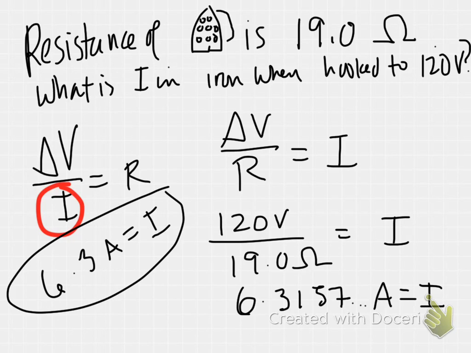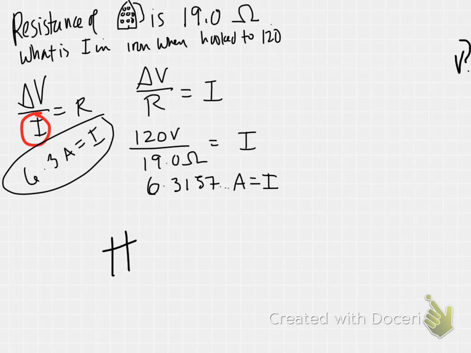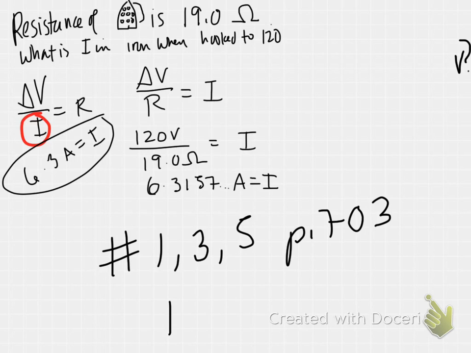Assigned are numbers 1, 3, and 5 on page 703. I'm sorry, 703. These are the 19B problems. I'll give you some time to do that.